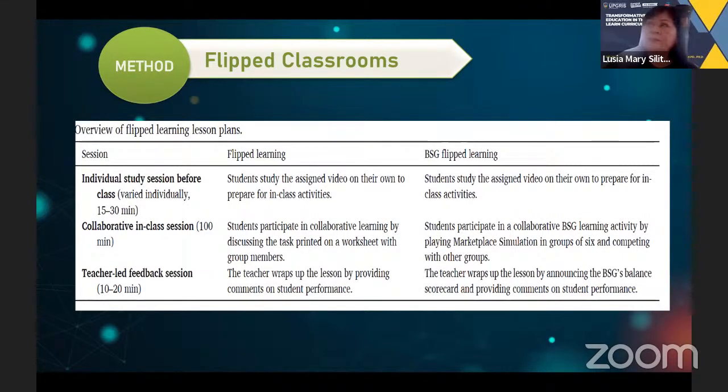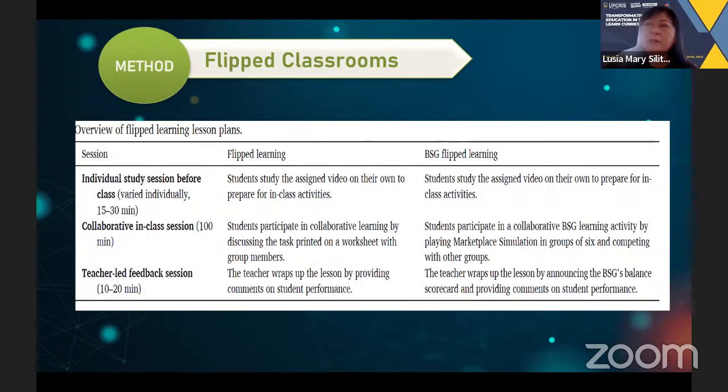Okay. This is the flipped classroom. The difference between the control and experiment group, you can see here. This is the normal classroom. So every class consists of 100 minutes. This is a normal classroom in a normal university.